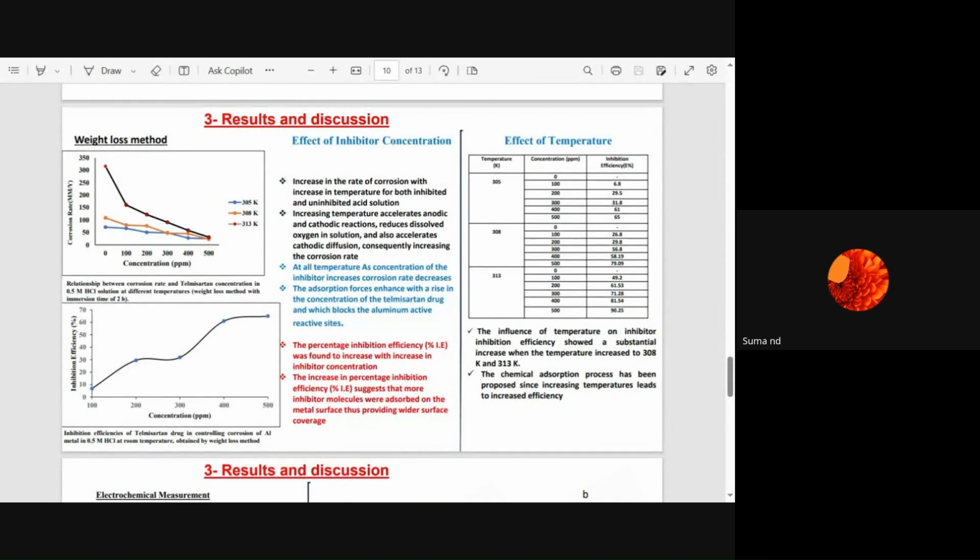The adsorption force enhances with the rising concentration of the telmisartan drug, which blocks the aluminium active surface reactive sites. This may be the reason for the decrease of corrosion rate. From this figure, we can see that the percentage inhibition efficiency was found to increase with inhibitor concentration.